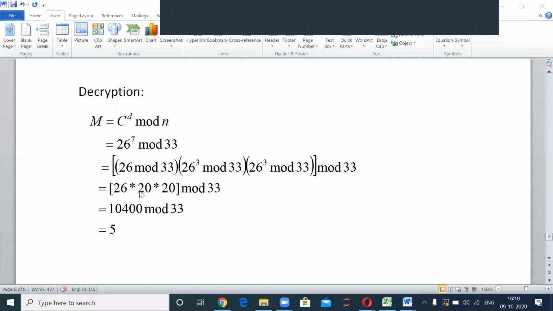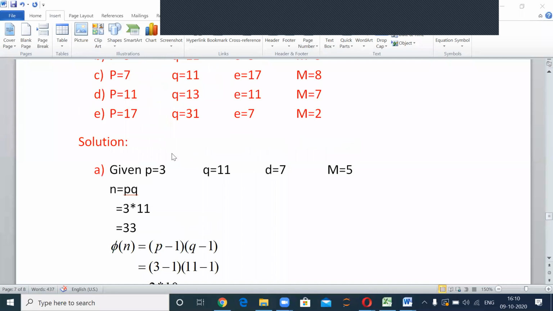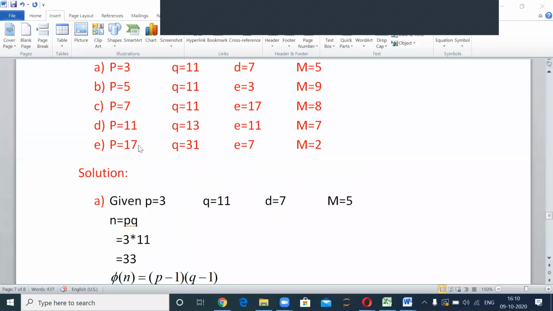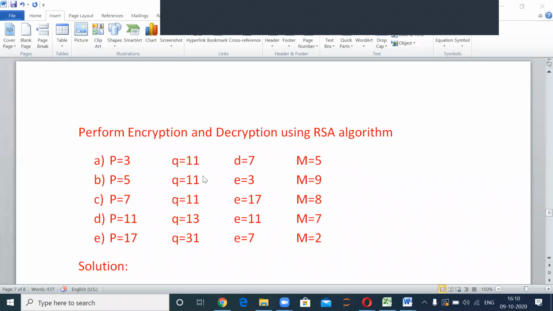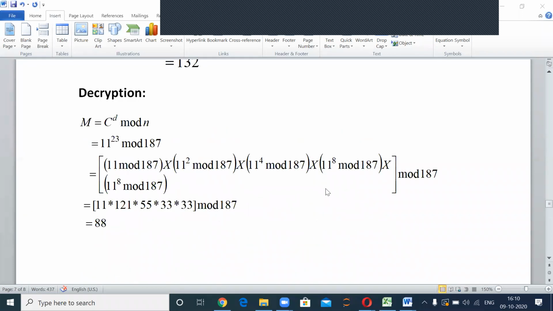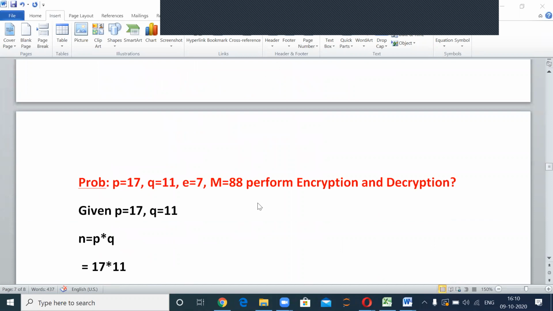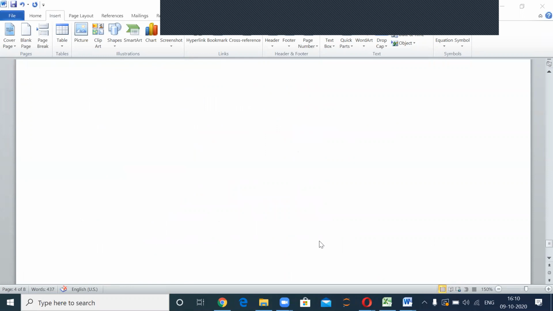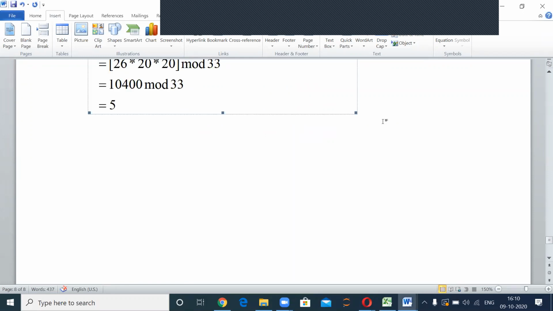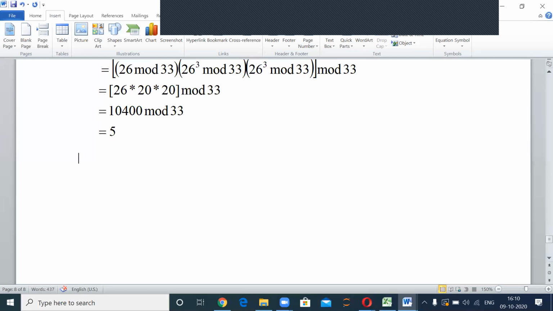So this is the way to perform encryption and decryption using the RSA algorithm for this problem. Next, I can solve the second problem. Why? Because in the first problem P, Q, D and M are given, and in the second problem P, Q, E and M are given. In the morning session, I solved the second one. Now we'll try this one, the B problem.